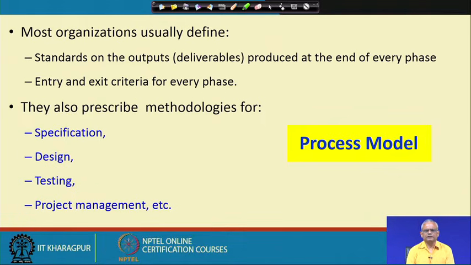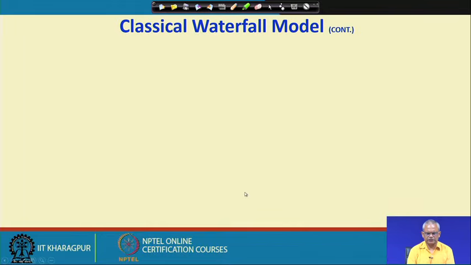The classical waterfall model, or any other model that is used to document such a model, must not only have the diagrammatic representation, but have the entry and exit criteria, what are the methodologies that are used in different phases, that is how the activities are carried out, specification, design, testing, what are the activities in that and how they are carried out, and also what are the outputs that are produced in every phase. So, that we call as the process model.